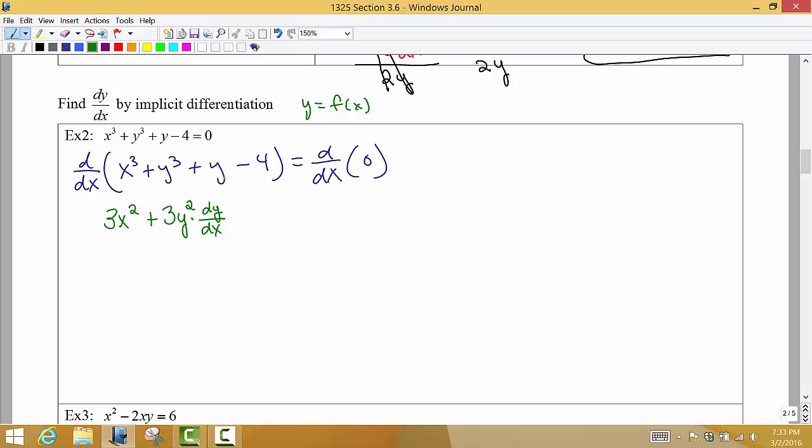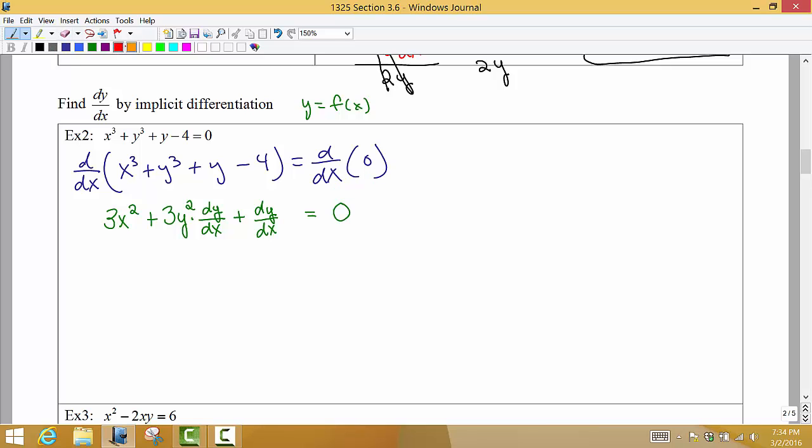The next term also has that dependent variable. This time it's just y to the power of 1. So take the derivative of y, that's just dy/dx. The derivative of negative 4 with respect to x, that's a constant, so that's just 0. And on the other side, we also have the derivative of a constant, also 0.